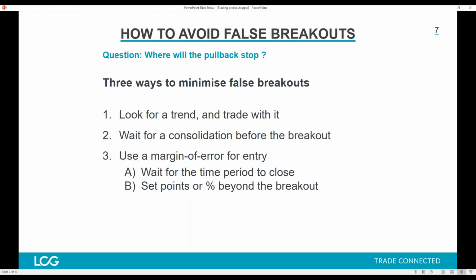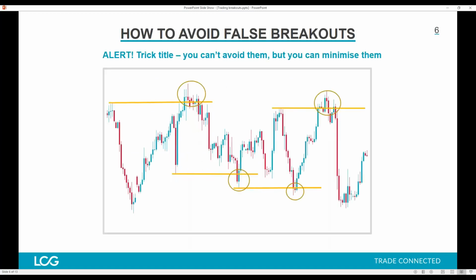Number one, and we've already half alluded to this, look for a trend to be in place and trade with it. If the market is very much range bound, as you can see in this example, yes, there's a break above an old high there. Yes, there's a break below an old low there, but there isn't really any established trend in place. And so you're going to be a lot more liable to false breakouts if there isn't momentum building into a new trend. We're just stuck in a range.